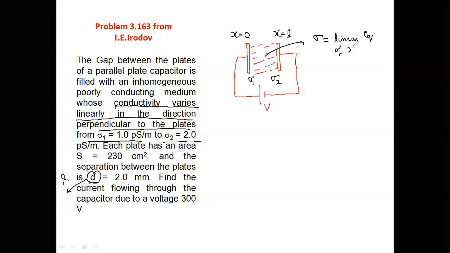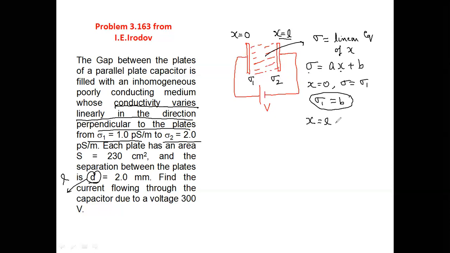And if it is the linear equation of x, you can assume that equation as some ax plus b, where a and b are the constant values. We can find out a and b by putting the limits. At x equal to 0, conductivity is sigma 1. So if you put x equal to 0 and conductivity equal to sigma 1, then you get sigma 1 equals b. So constant b is now clear. And now you put another limit that for x equals L, the conductivity is sigma 2.